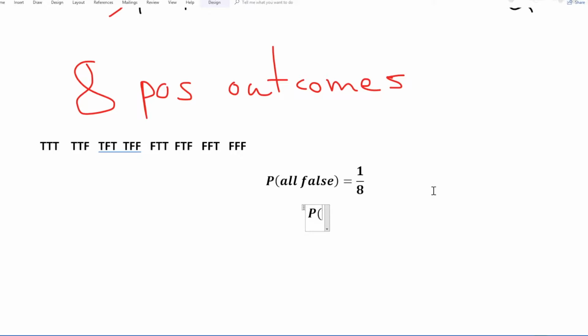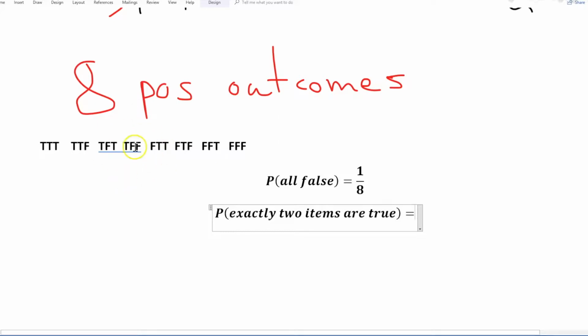The next one is the probability that exactly 2 items are true. So when we're looking at our different things here, how many ways can exactly 2 items be true? Is this first one, true, true, true, qualified as exactly 2 items are true? No, right? Because that's 3. I look at my second one. Well, there's 1 way, right? So that's 1. 2, no. 3, no, no. So there's 3 possible ways. So we'd have 3 out of 8.